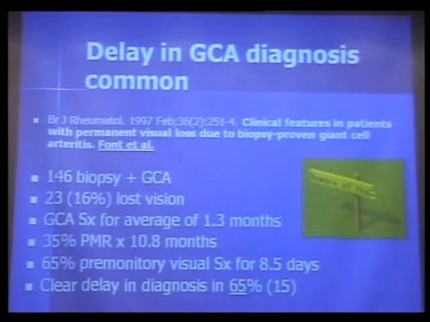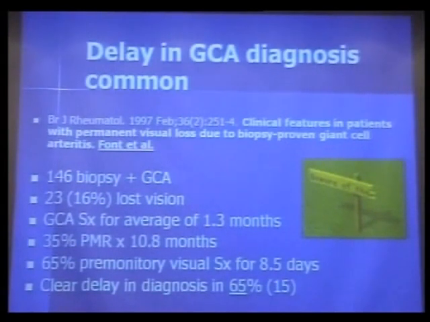but this is from a series from the rheumatology literature, and you can see 146 biopsy-proven giant cells. 23 of them, 16% of the cohort, lost their vision, and they had giant cell arteritis symptoms on average 1.3 months. 35% of the cases had polymyalgia rheumatica, proximal hip and shoulder girdle pain, for an average of 10.8 months. And 65%, and this is the important part, had premonitory visual symptoms, either amaurosis fugax or transient diplopia, on average for 8.5 days prior to the ischemic optic neuropathy that took their vision.